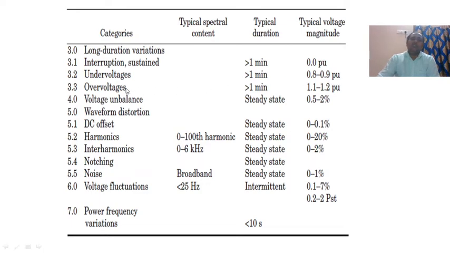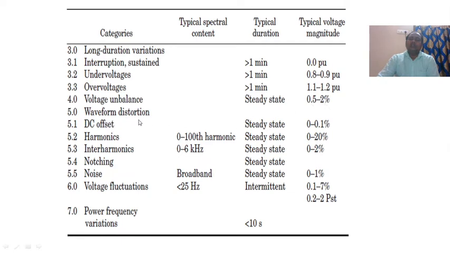In overvoltages, the typical duration is greater than 1 minute. The typical voltage magnitude lies between 1.1 to 1.2 per unit. In voltage unbalance, the typical duration is steady state, and the typical voltage magnitude is 0.5 to 2%.